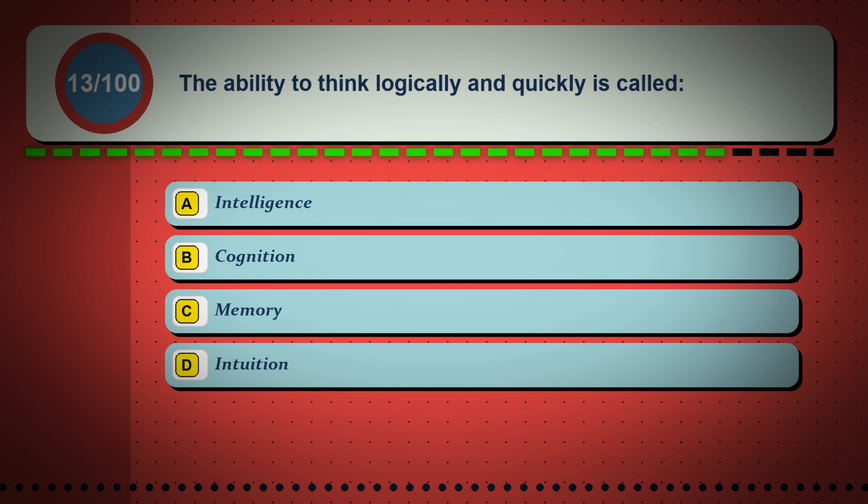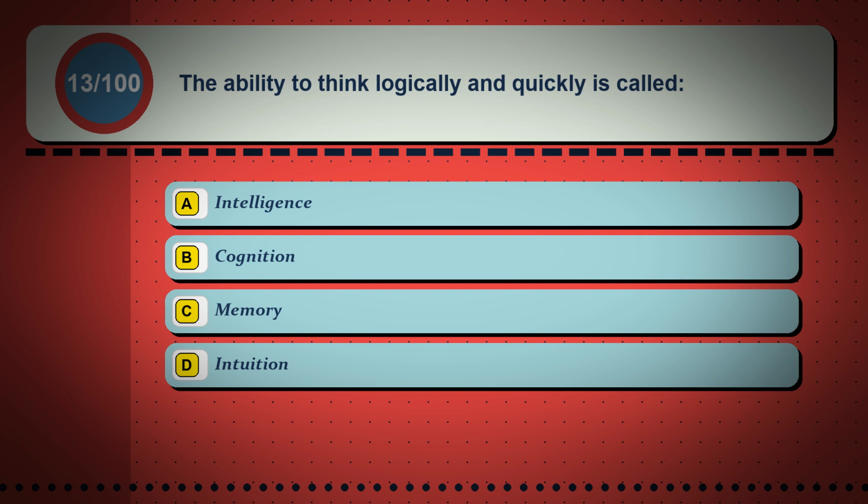Question 13. The ability to think logically and quickly is called: Option A. Intelligence. Option B. Cognition. Option C. Memory. Option D. Intuition.